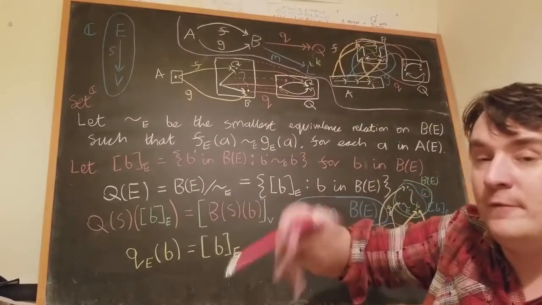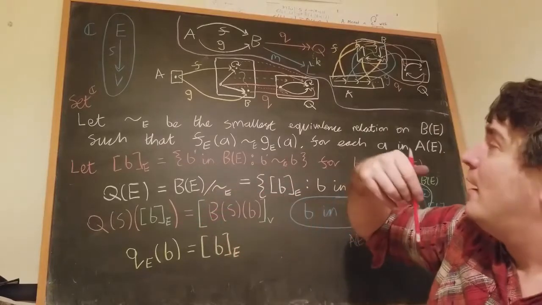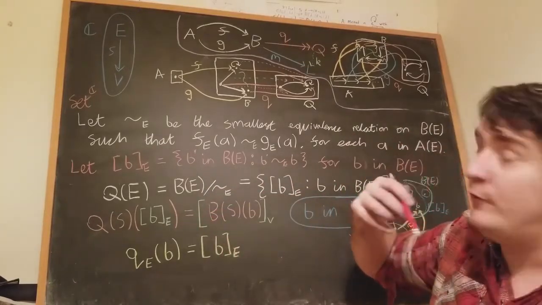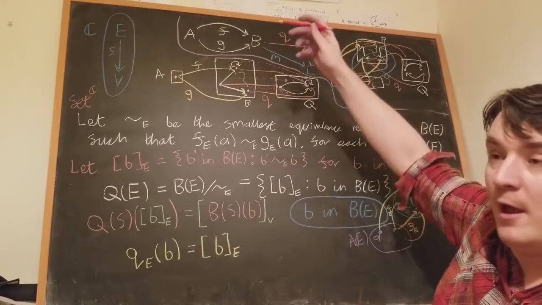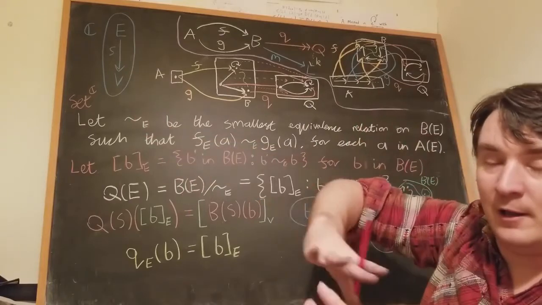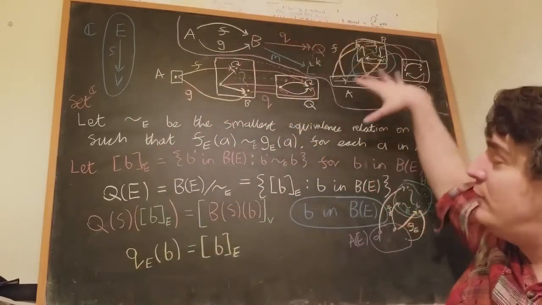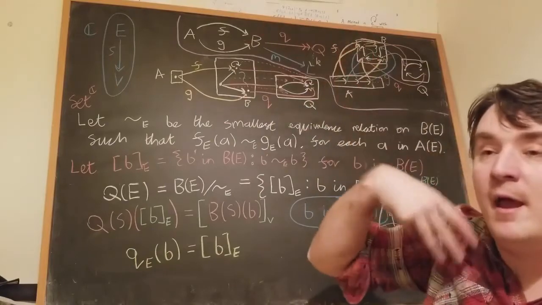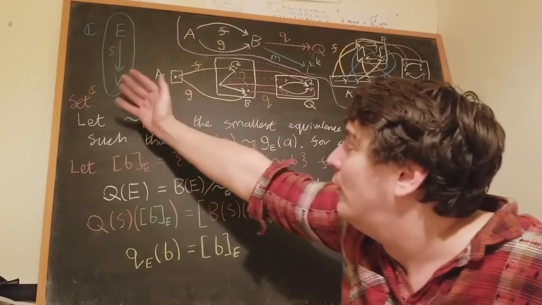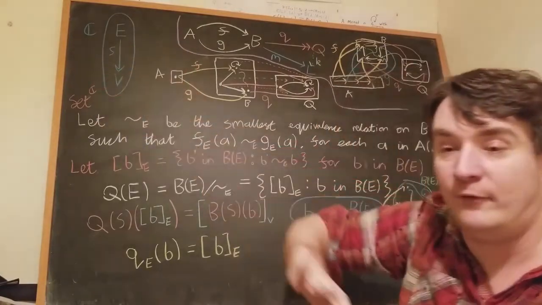This nice feature is not present in all categories, okay? There are some categories where we can have epics which are not co-equalizers of parallel arrows. But this nice feature does occur whenever we're in a topos, like for example the category of sets, or one of these toposes of functors from some category C to sets.